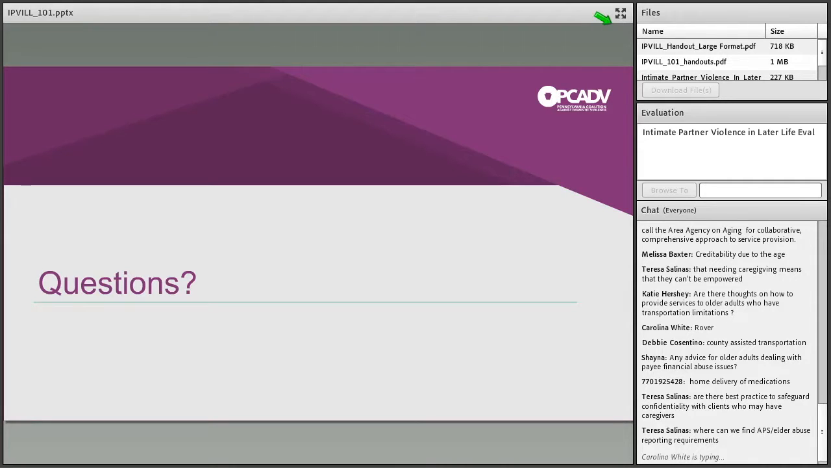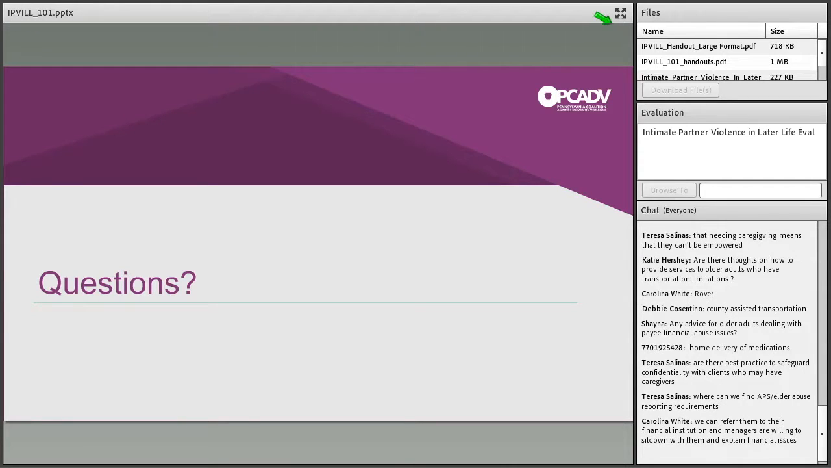Are there best practices to safeguard confidentiality with clients who may have caregivers? So whenever you're talking about confidentiality with caregivers, do you mean with them being in the room while you're working with them? Can you clarify?